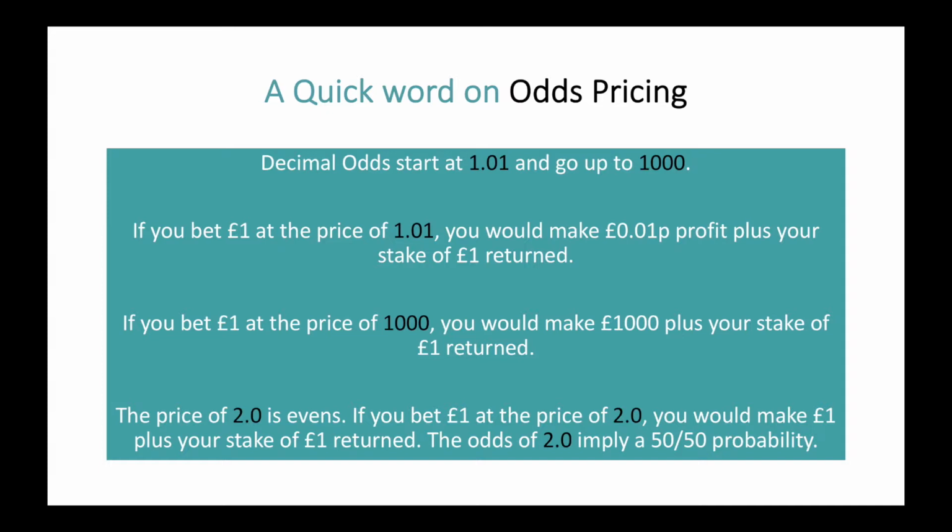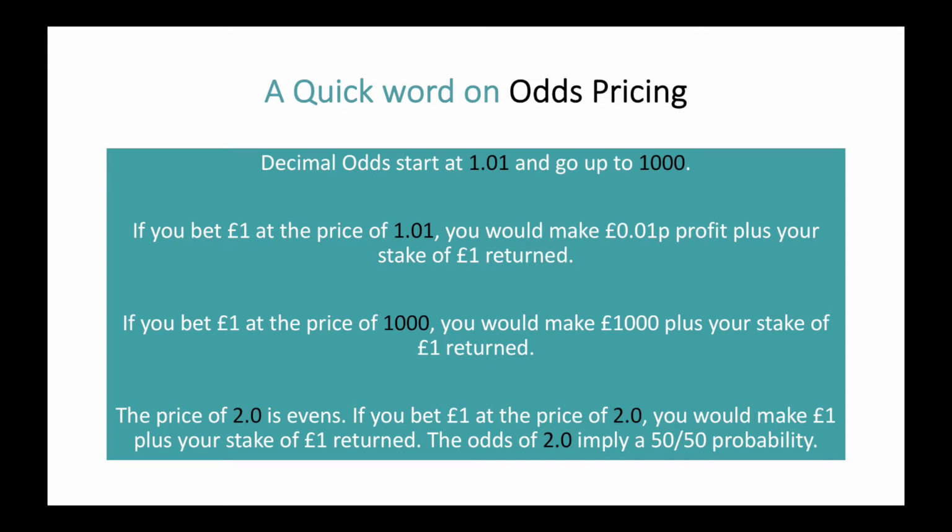Now I'm sure you have probably worked this out already, but at the price of 1.01, this pretty much implies that the outcome will happen. For example, a tennis player might well go down to the price of 1.01 if, for example, he has 3 match points and is at 5-love or 5-1.